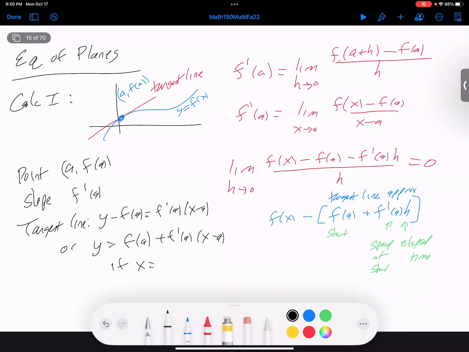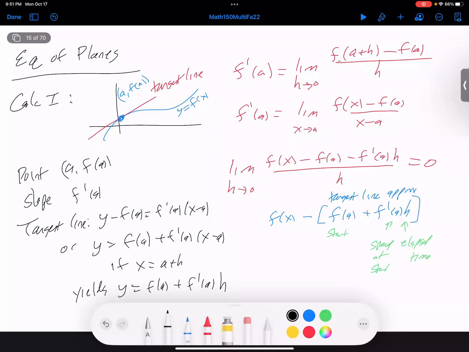And if x is equal to a plus h, this yields y is f of a plus f prime of a times h. So if you think about what's going on here, what's f prime of a times h over h? It's f prime of a. So this is just f of x minus f of a over x minus a equals f prime of a. We put the f prime of a over to the other side. So these are really the same.